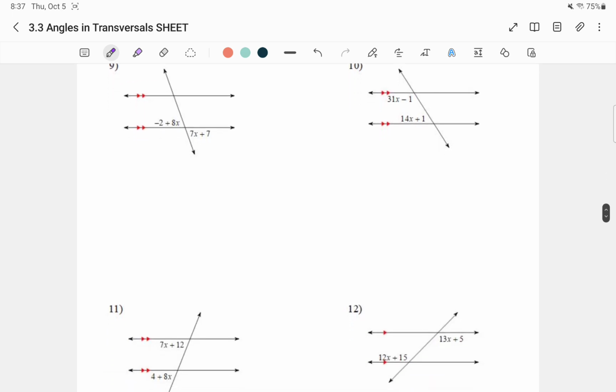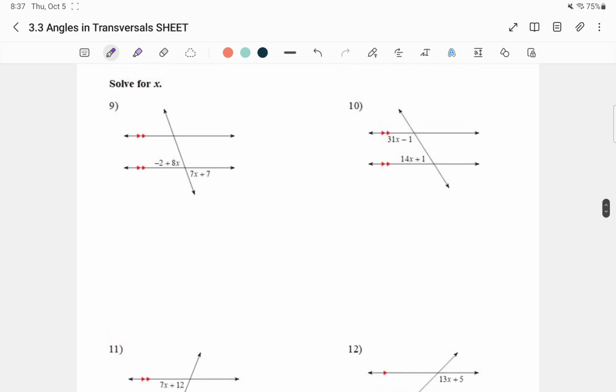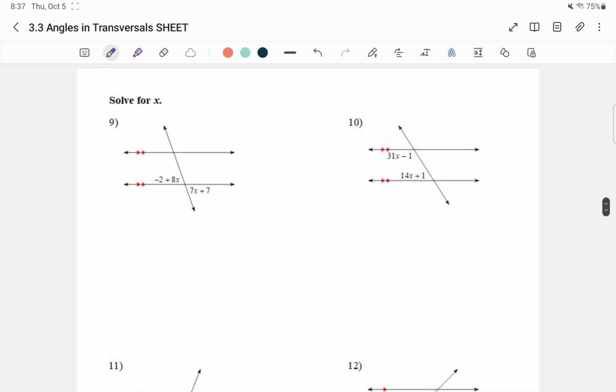All right, now we have our equations. We got 4 of them. So I'm going to do 9 and 10, and you're going to pause the video and try 11 and 12 on your own. So 9 is vertical. We actually have already seen this. So we're going to go ahead and say -2 plus 8x is equal to 7x plus 7. I'm going to draw my line, and I'm going to cancel out 7x from both sides because I want to go with the smaller one. That's going to be easier for me.